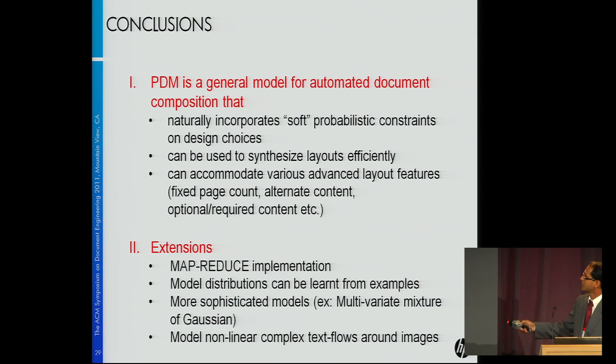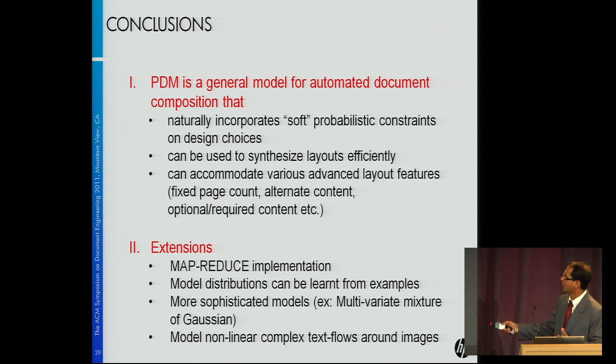And model distributions can be learned from examples, which will probably be presented next time. We're looking at more sophisticated models like multivariate mixture of Gaussians, which you can learn with the EM algorithm and so forth. And right now, my sticking point is basically how do you model non-linear complex text flows around images in a way that's easily parameterizable and so forth.